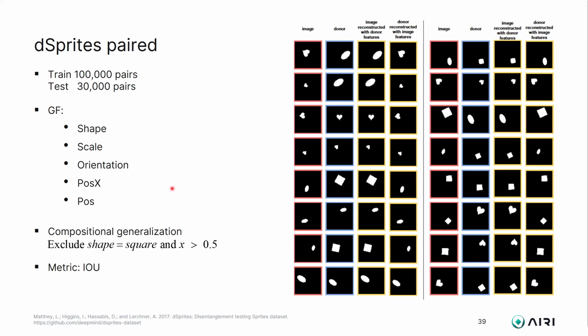For checking compositional generalization, we removed from the train set all images where the shape is a square and position X was to the right. And we used the IOU metric to understand how good the reconstruction is. So there is an example of reconstruction in our dataset.